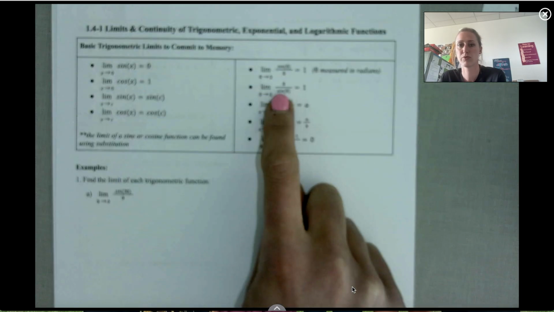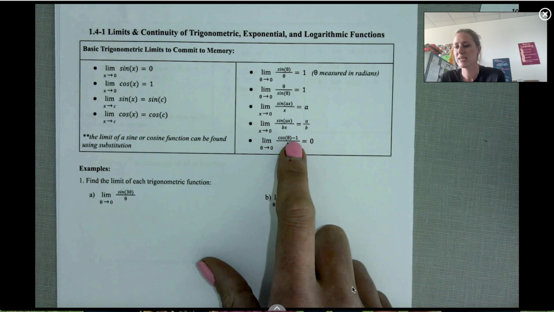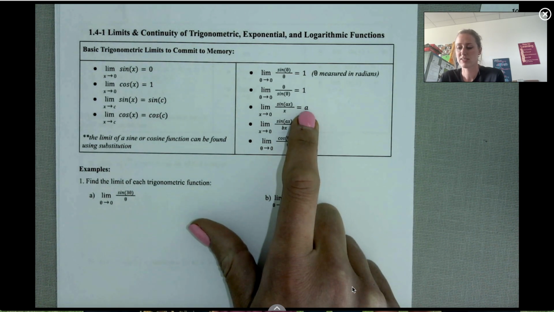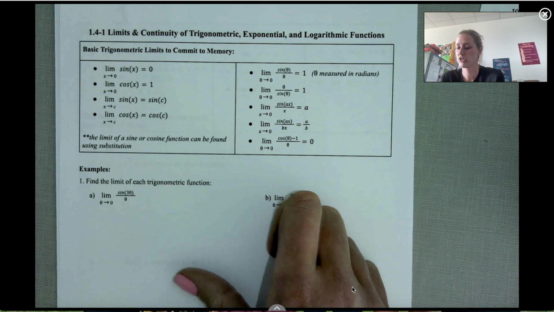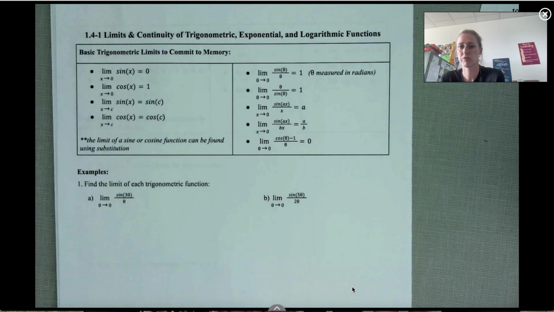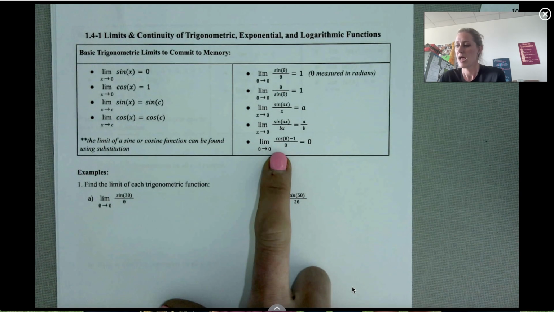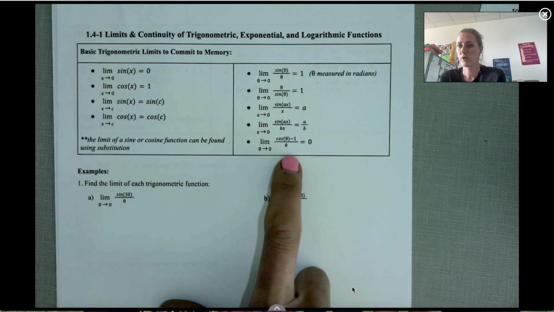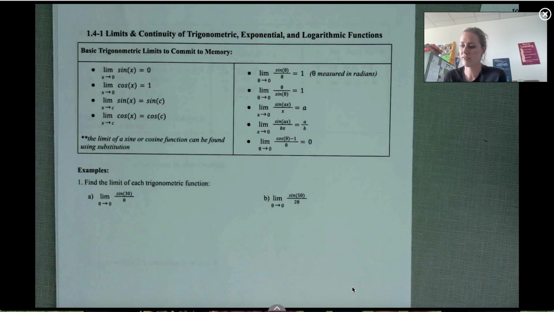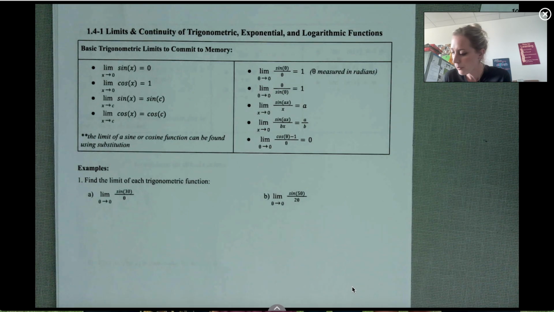Same thing with its reciprocal. And then if we throw a coefficient on there, my limit as x approaches 0 is going to equal that coefficient. And then if I have coefficients in both the numerator and denominator, I'm going to get that ratio of coefficients to be my limit. And then this is another one that's going to come up. Cosine of theta minus 1 over theta also equals 0 as theta approaches 0. Okay, so let's use some of these in practice.